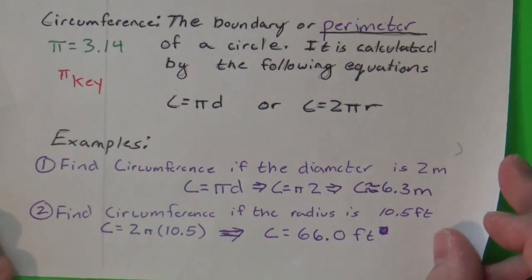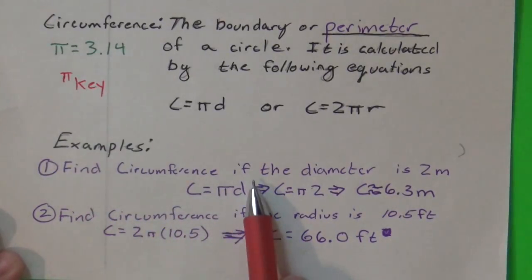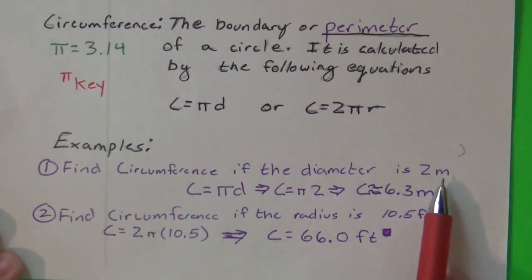All right, so some basic examples. I want to find the circumference if the diameter is 2 meters.